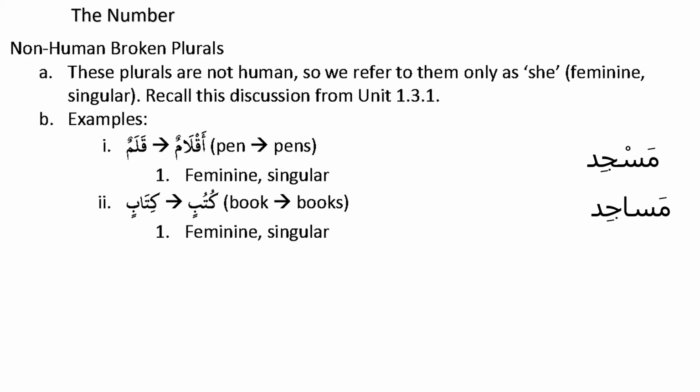If it is a broken plural, is it a human or non-human thing? Non-human. Obviously, masjid is non-human. If it is non-human and a broken plural, then what is the gender? Feminine. And the number is singular. Yes. Although in real life, if I'm talking about five masjids in the hills area, it is five, the word masajid is a singular word grammatically. Okay, everybody clear on that?